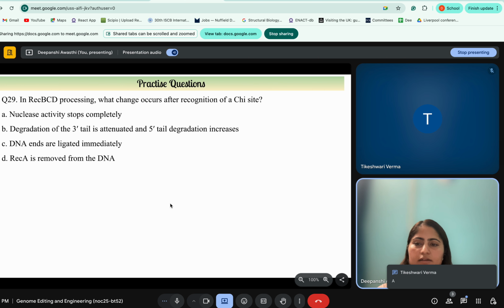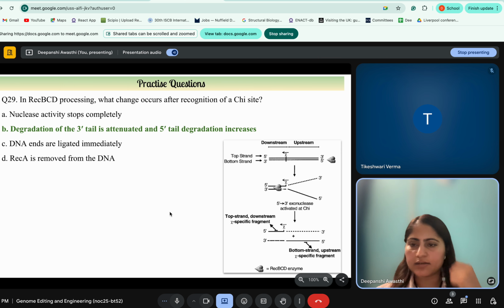Okay, so somewhat what we discussed is that after the RecC, it identifies the Chi site, it stops the nuclease activity, but still the degradation of 3' tail is stopped, but 5' tail degradation increases. So this is the thing which I forgot to mention. According to studies, they have mentioned that the nuclease activity stopped, but what nuclease activity? So degradation of 3' tail which was taking place, that stops, but the 5' tail degradation, it increases.